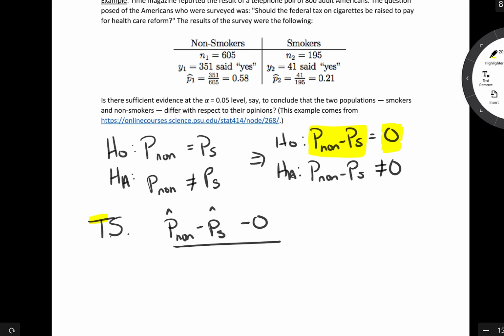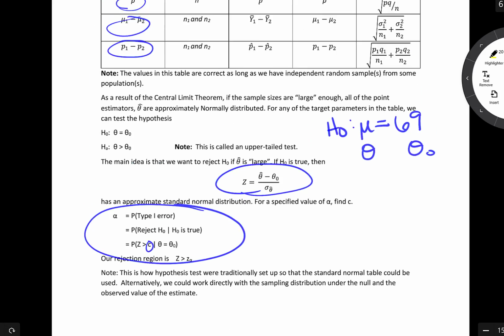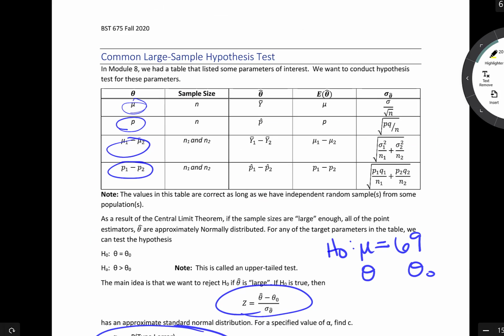numerator, and then in the denominator, we're going to have the standard deviation of our statistic, p hat for the non-smokers minus p hat for the smokers. That's the standard deviation of that statistic. And so let's go back up to our chart and notice that is going to be our standard deviation that we want.